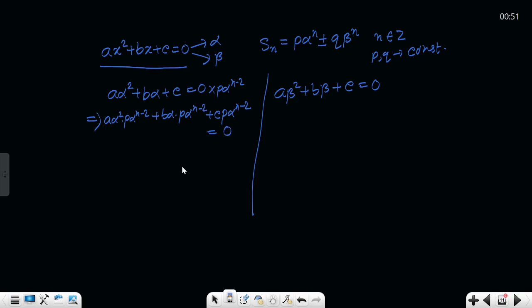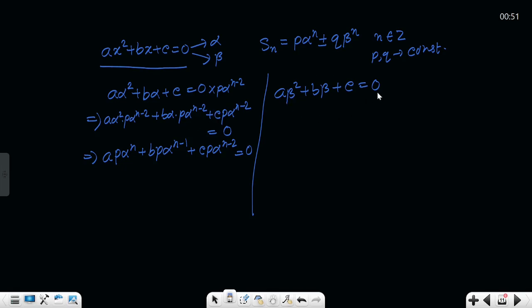So now we can write this as a into p into alpha to the power n minus 2 plus 2, so alpha to the power n, plus bp into alpha to the power n minus 1, plus cp into alpha to the power n minus 2 is equal to 0. Clear? So we got our equation.